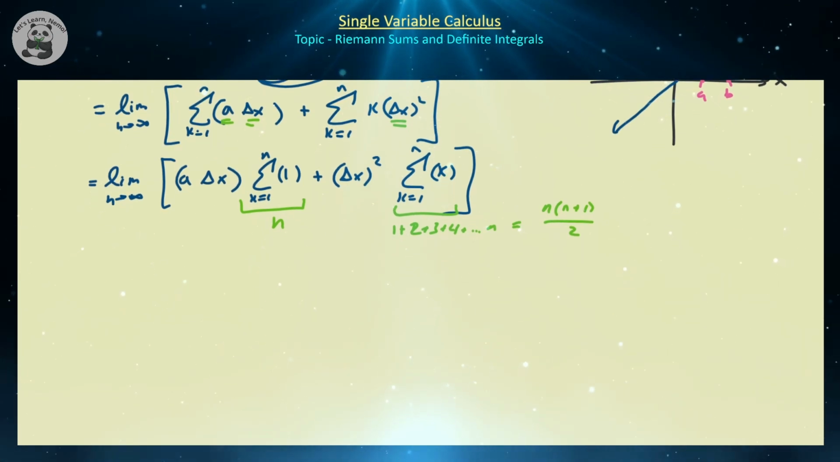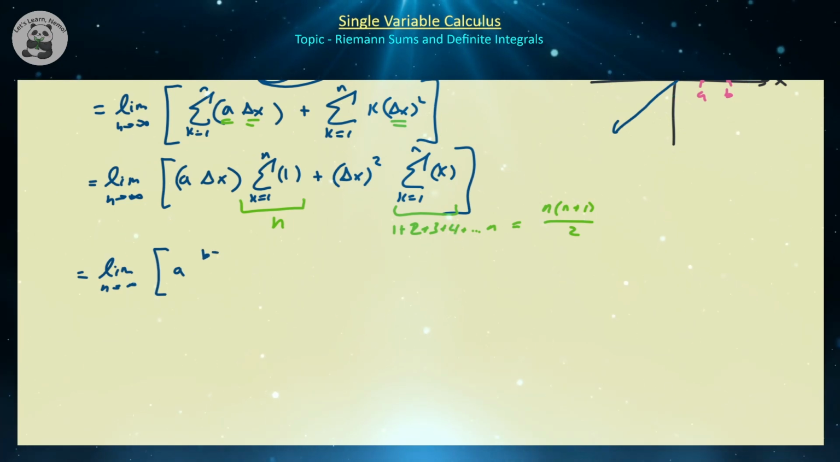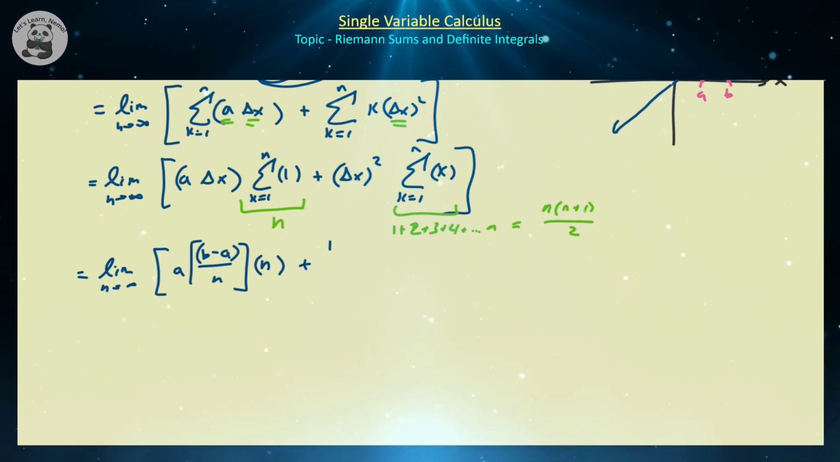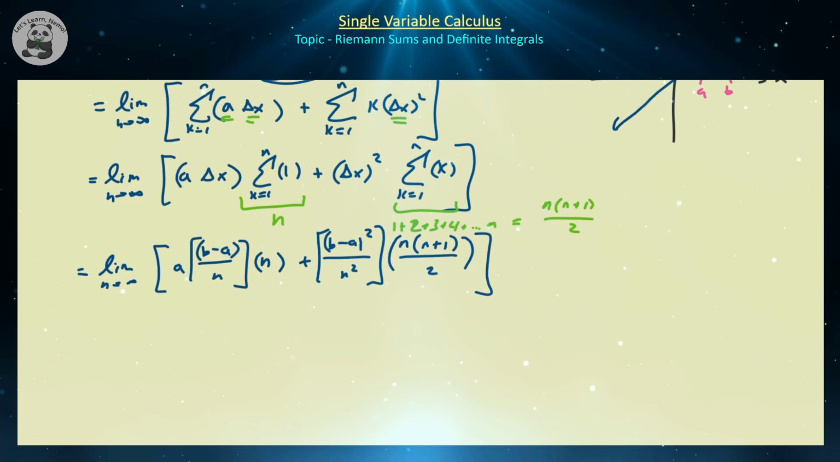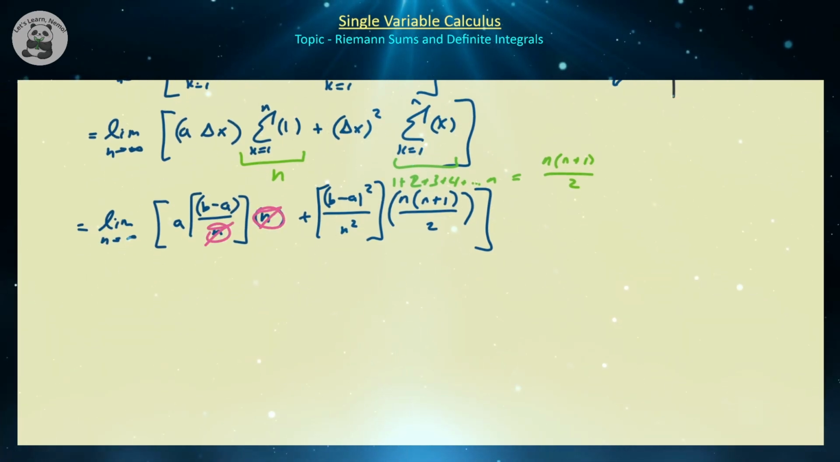So once we substitute those finite series into this expression, we're going to have the limit as n goes to infinity of a times delta x, which is equal to b minus a divided by n, and then that's multiplied by n. And then over here we're going to have b minus a squared over n squared times that arithmetic sum, n times n plus 1 divided by 2. Right? So now we can do some cancellations here because we have an n and an n, which is going to cancel. We have an n and an n squared, which is going to cancel as well, which is actually pretty nice. And notice that we have a b minus a and two b minus a's here, so we can factor out one outside of the entire limit.